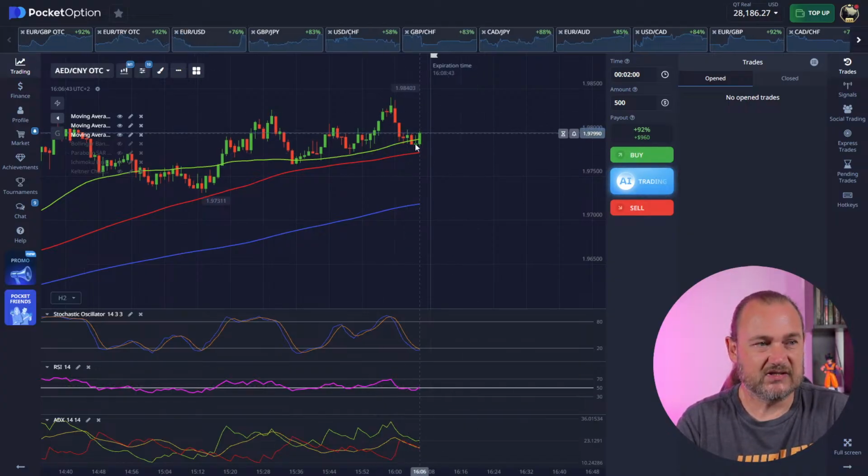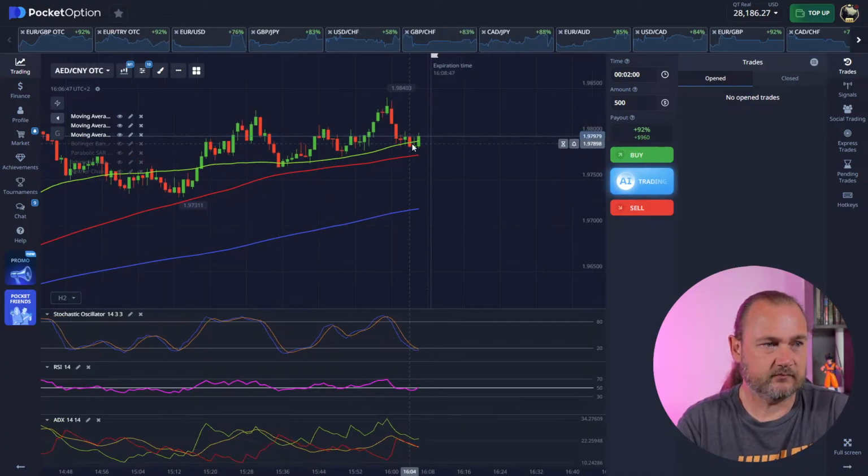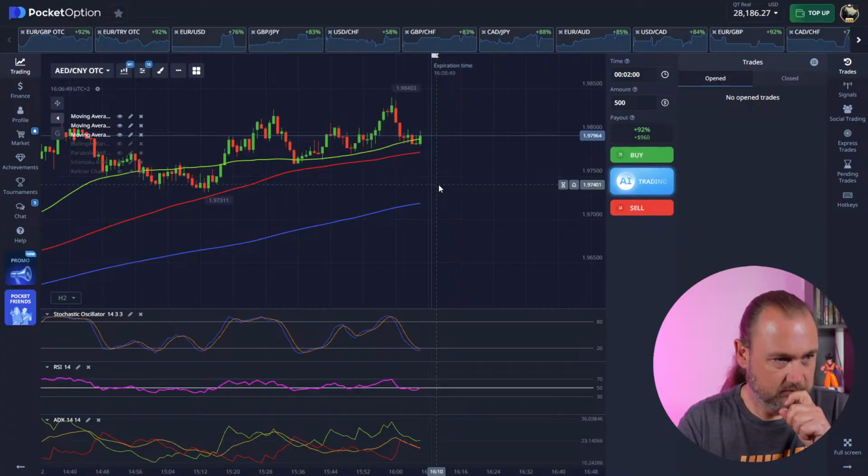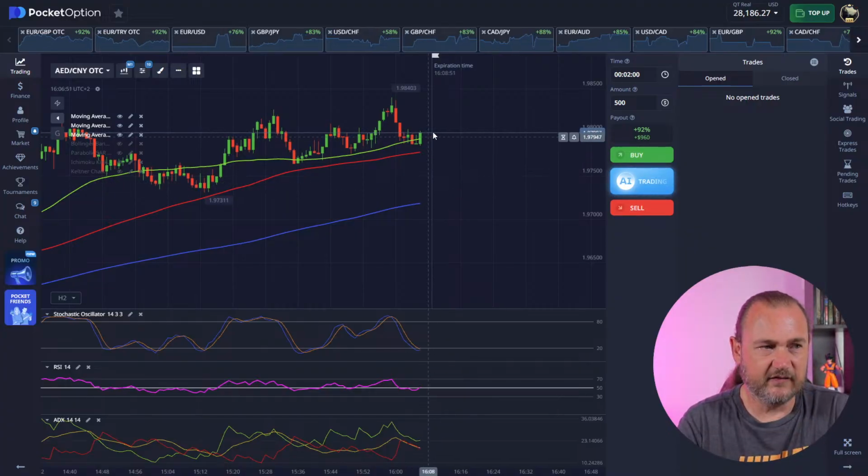quite a bit. We can see here that if I did take a 3-minute trade, that would have been the way to go. The price is pushing upwards. In fact, I am going to go for another buy here as soon as this candle closes. The reason why is very simple. We've got the RSI coming through.